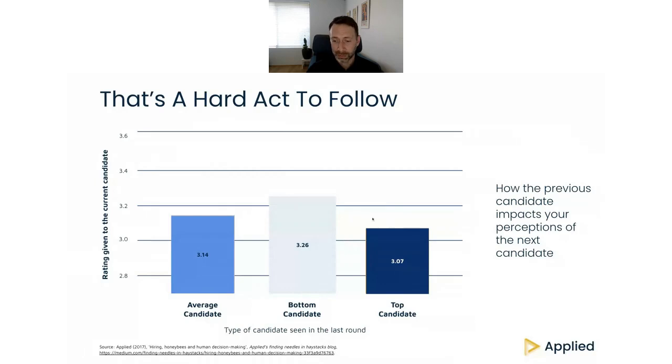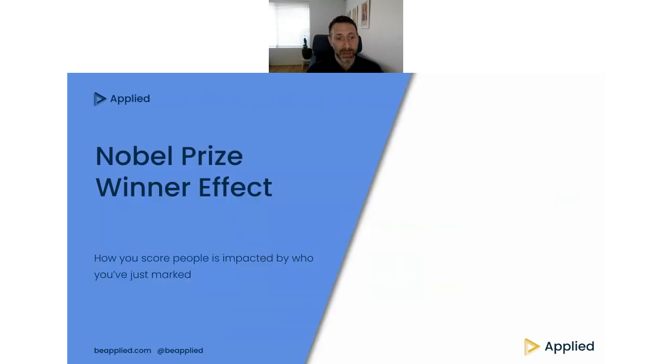And the other effect here is if you follow the top candidate. In this case, this is the Nobel laureate. If you follow them versus the average, you are more likely to receive a bump down. And so this is the idea that it matters who you follow. If you follow a great candidate, you're more likely to be marked down a bit. If you follow a not so great candidate, you're more likely to be marked up. And this is a very real effect.